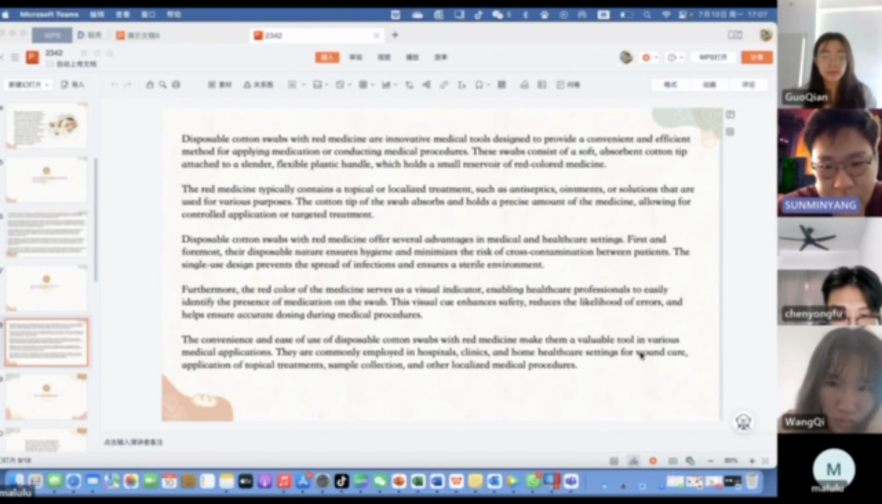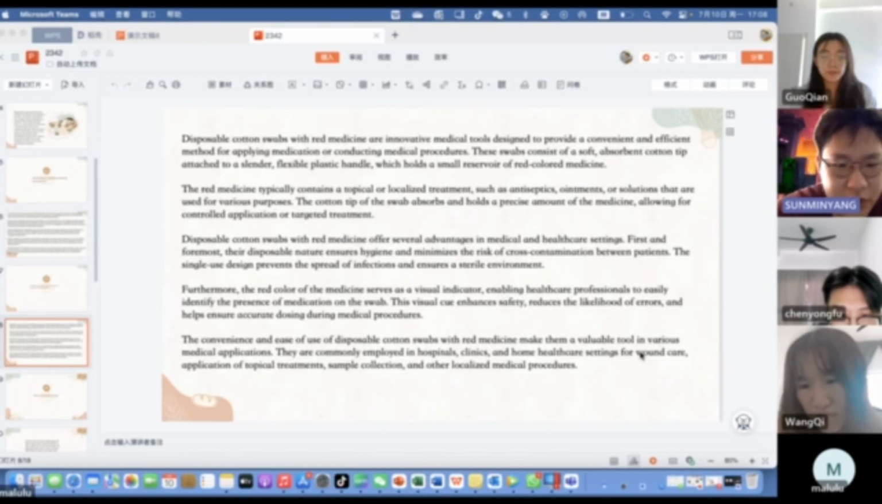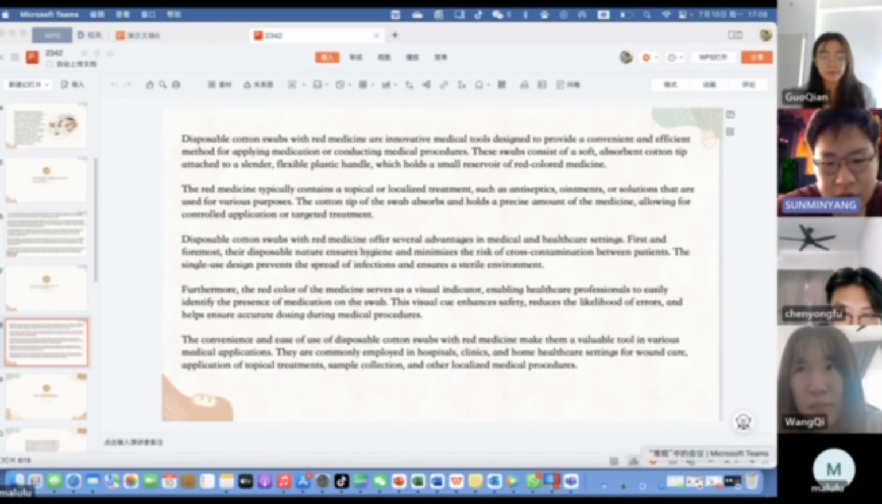The cotton tip of the swab absorbs and holds a precise amount of medicine, allowing for controlled medication or targeted treatment. This disposable cotton swab with medicine offers several advantages in medical and healthcare settings. First and foremost, the disposable nature ensures hygiene and minimizes the risk of cross-contamination between patients. The single-use design prevents the spread of infections and ensures a sterile environment.